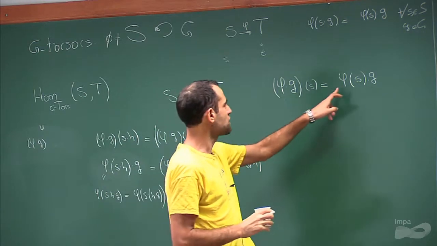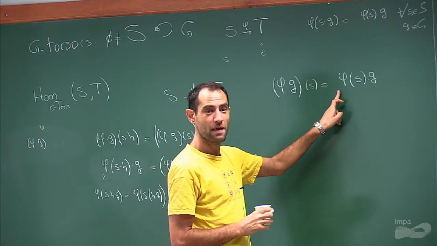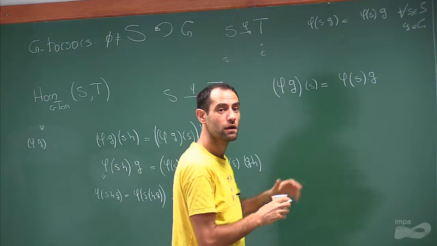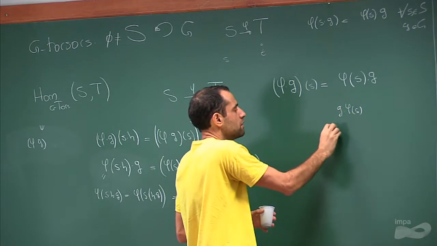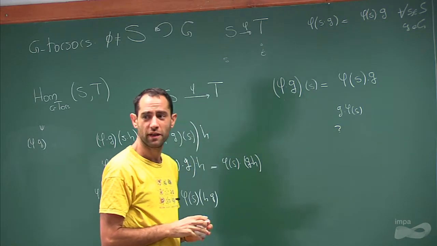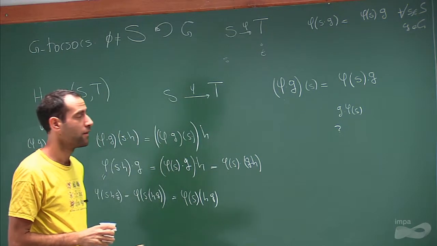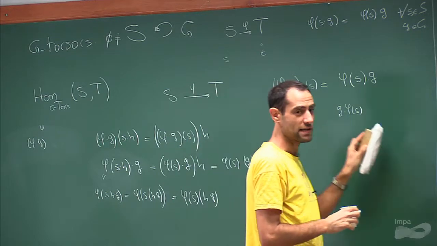So you're suggesting to put the G on this side. But if I put a G on this side, what does that mean? Right? So phi of S is an element in T. What does this mean? Maybe inverse. Sorry? Oh, T inverse. Good. So G does not act on the left.